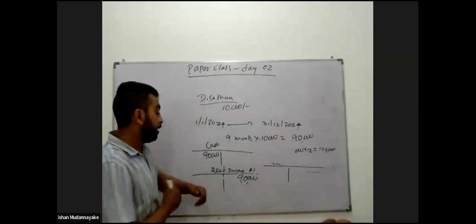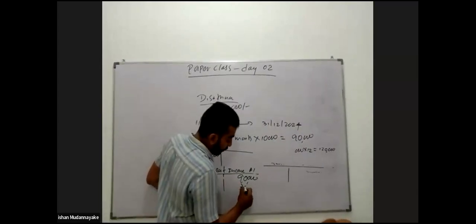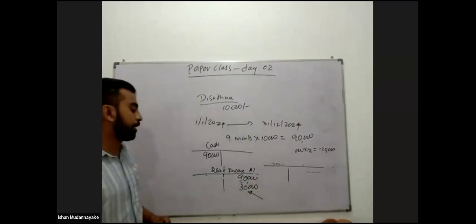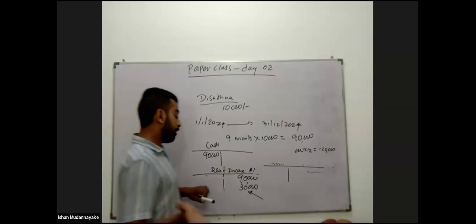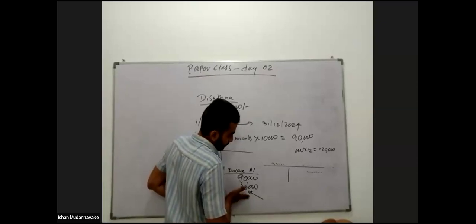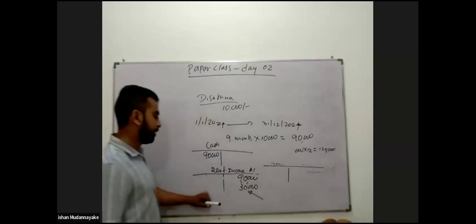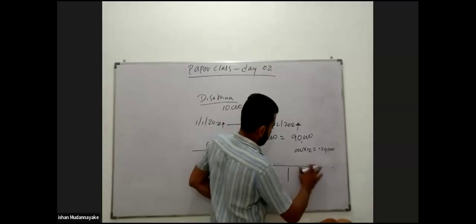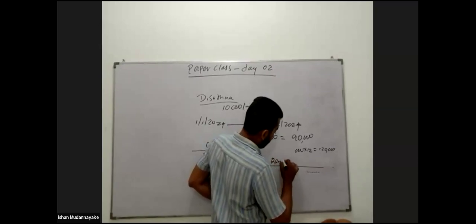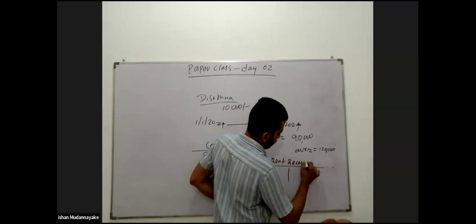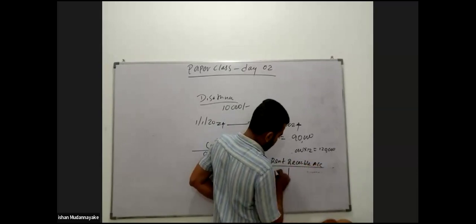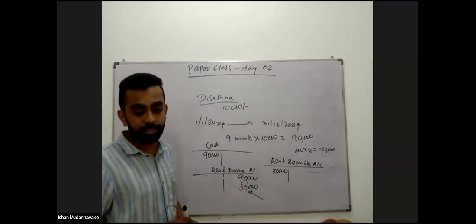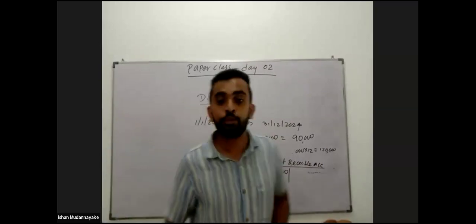Rent income account credit 30,000. Why? You need to recognize the relevant rent income for the period, 120,000. And then rent receivable account debit 30,000. This 30,000 is an asset for the business. We need to collect that 30,000 in future. It is an asset for the business organization.